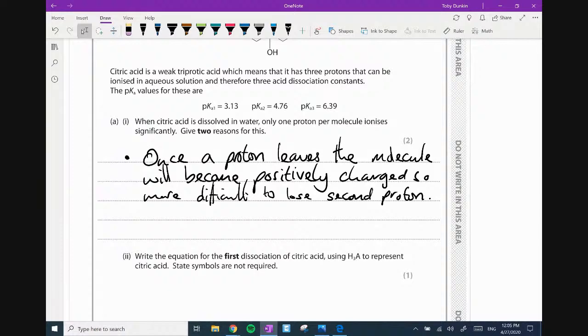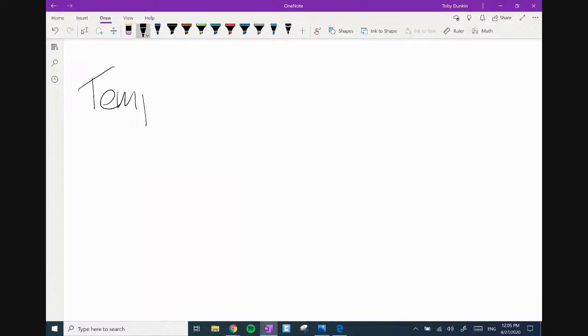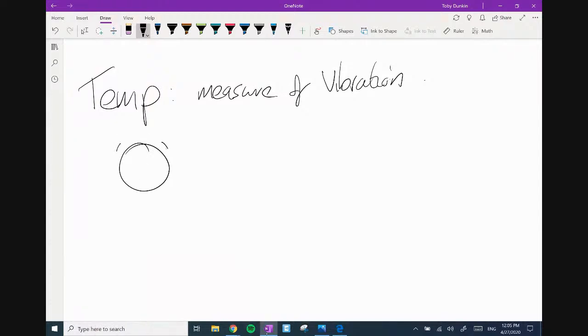Why does entropy always increase in temperature? Good question. So we know that temp is a measure of vibration. If I have this particle, and then I heat it up, add heat, and it becomes this. Yeah, let's give them faces. There you go. So as you increase temperature, vibration increases.